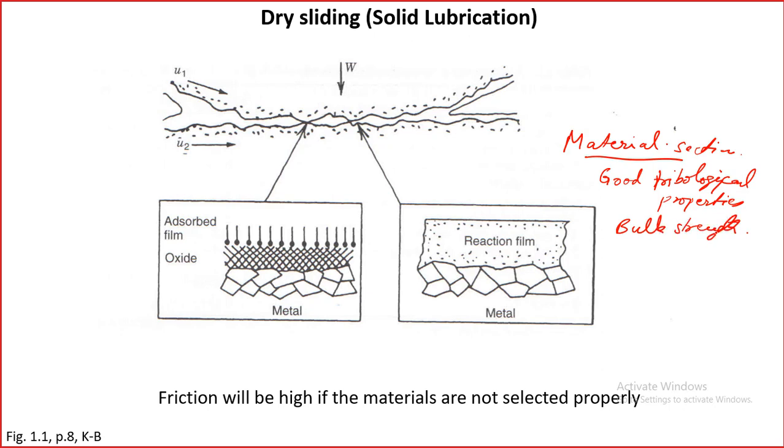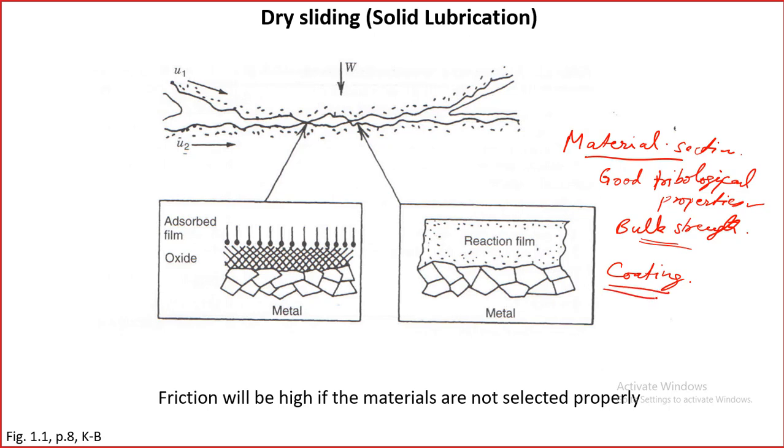But often the case is that a material which has good tribological properties will not have sufficient bulk strength, bulk properties. That is a normal case. So therefore we have to find a way to apply those materials. One of the methods is to apply them as coatings.